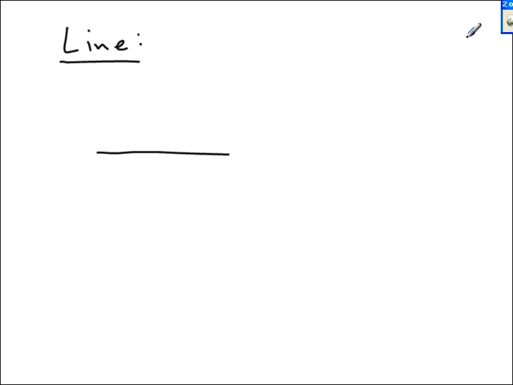For example, that's a line. Well, actually that wasn't a line. A line goes in both directions forever. That is, you may not see it, but this line is really going further and further. It's going way past the board in both directions.